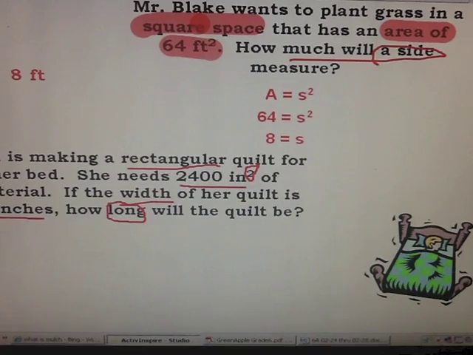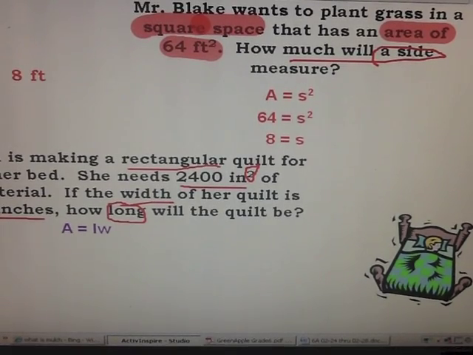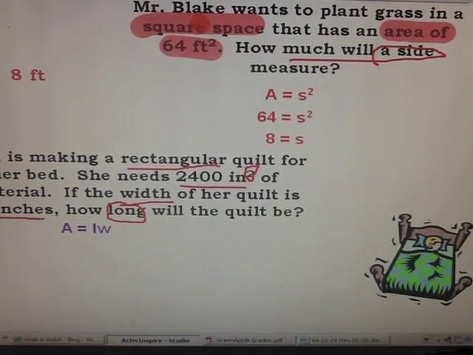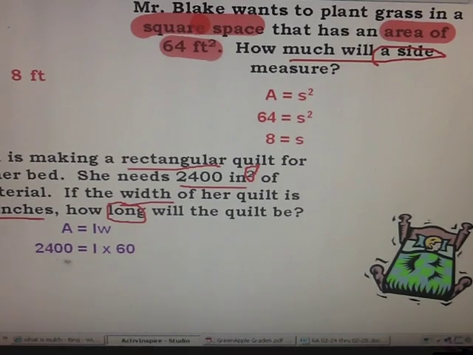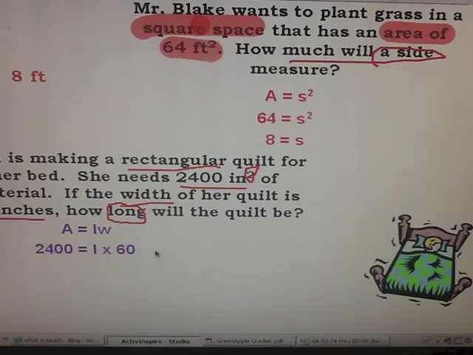If you're confused, you don't know where to begin, remember the first step is to always write down your formula. It is a rectangle, so our formula is going to be area equals length times width. Then plug in what you know. I know my area this time, so I'm going to replace my A with the 2,400. Do I know my length? No, so it's going to remain the L. Do I know the width? Yes, it's 60, so I'll replace the W with 60. So my equation is going to look like this: 2,400 equals length times 60.